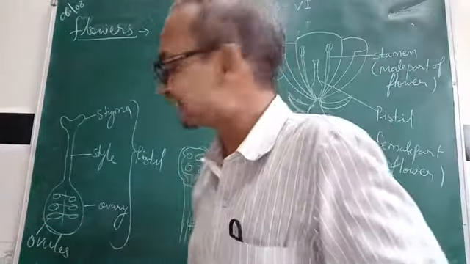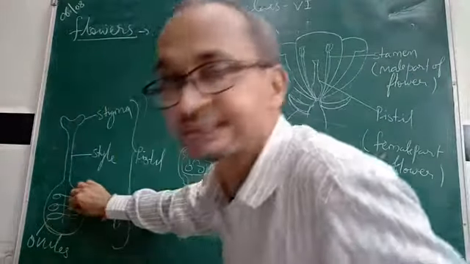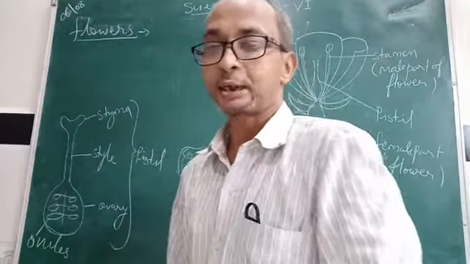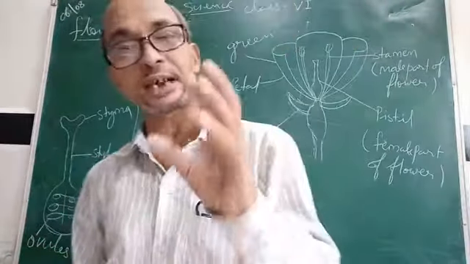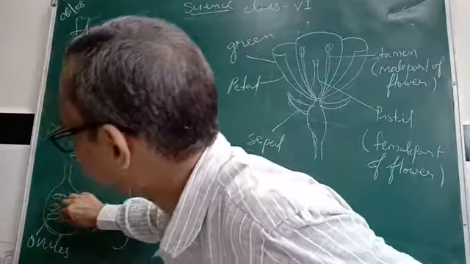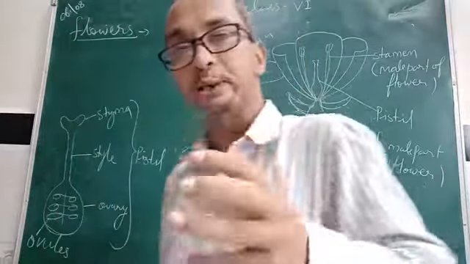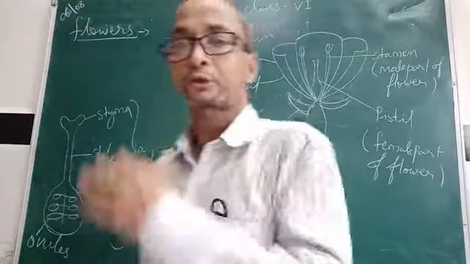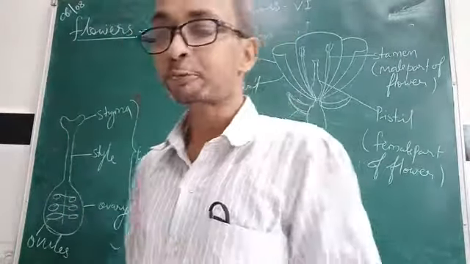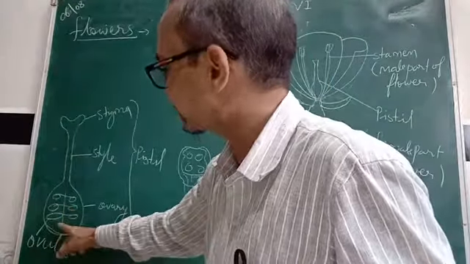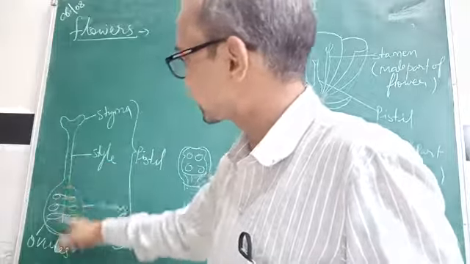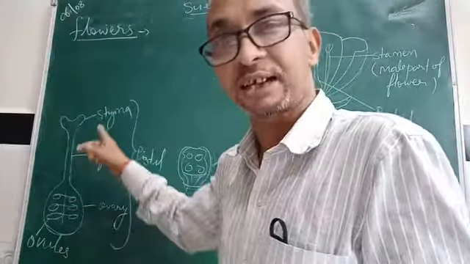The ovary contains tiny eggs. These are small eggs contained in the ovary, and the ovary contains tiny egg-like structures called ovules. Ovules are situated in the ovary, and the ovules contain female sex cells. That's why it is called the female part, the female organ of the flower.